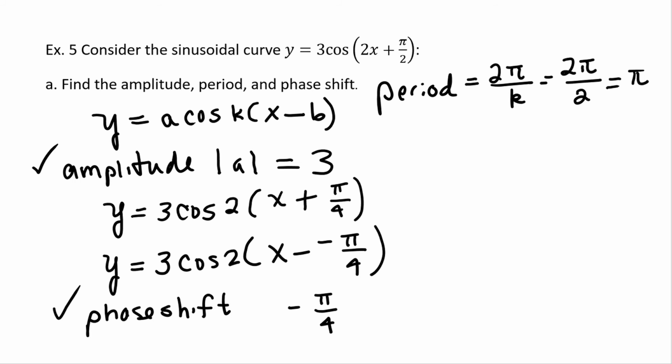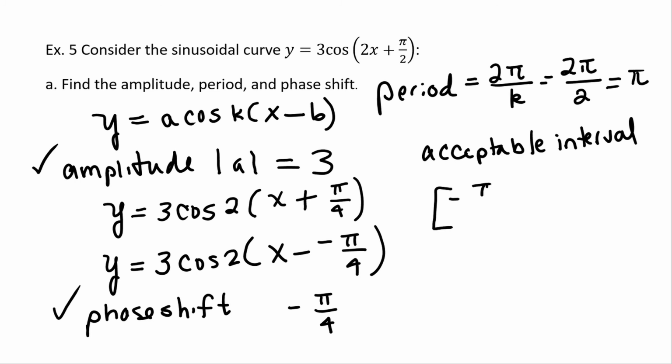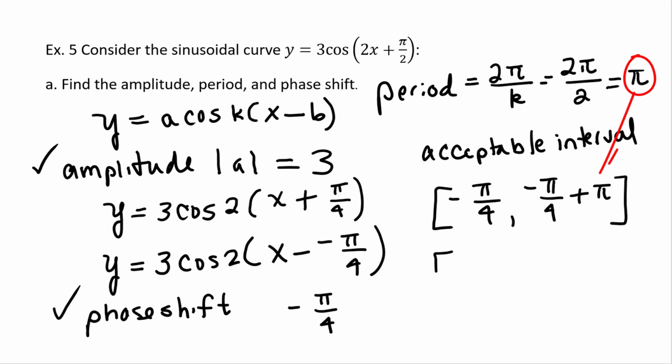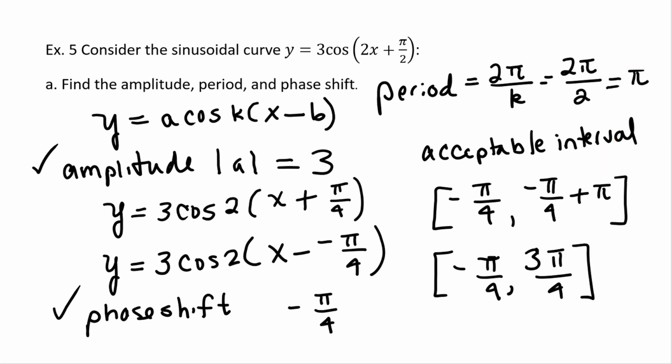Now, let's just write what would be a good interval. An acceptable interval is where 0 was. We'll begin with minus pi over 4. And then from minus pi over 4, we need to move over an entire period. And for this cosine function, that period is pi. So we would graph this from minus pi over 4 to 3 pi over 4, and we will get one entire period of this transformed cosine function.